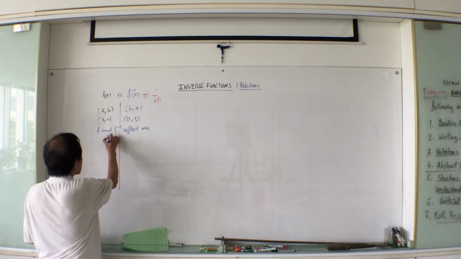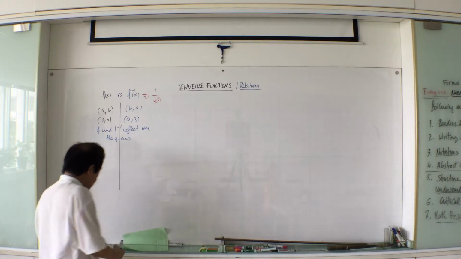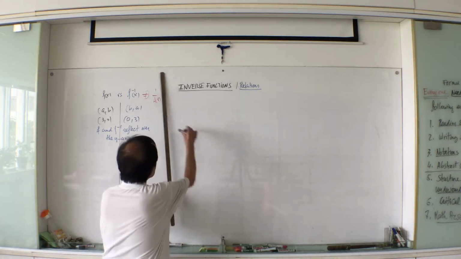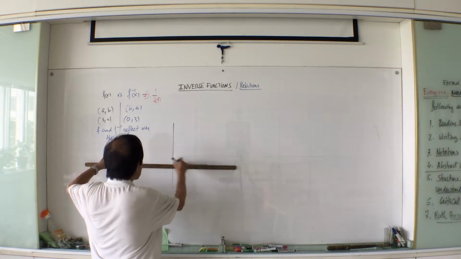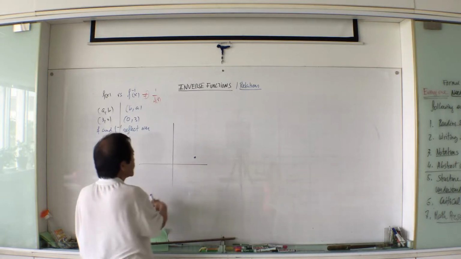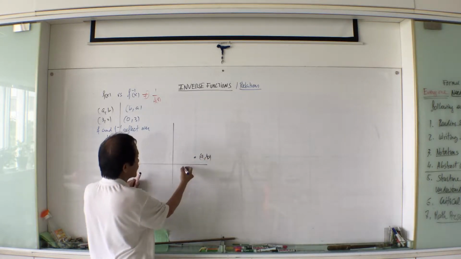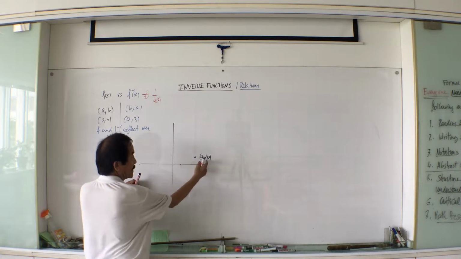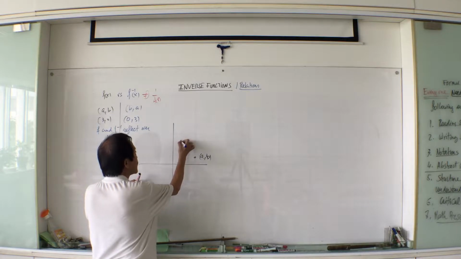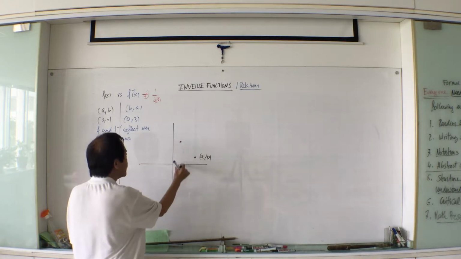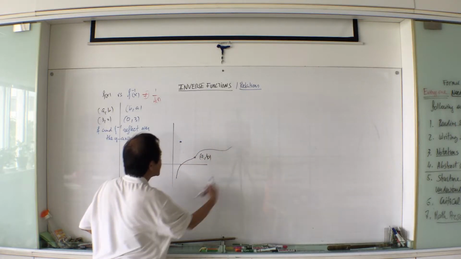over the y-axis. For example, if I have a point (a, b), let's make it (3, 0). If I have the point (a, b) right here, then the inverse has to be (b, a), right? So the inverse point is right here. Imagine if you have a graph that looks like this.